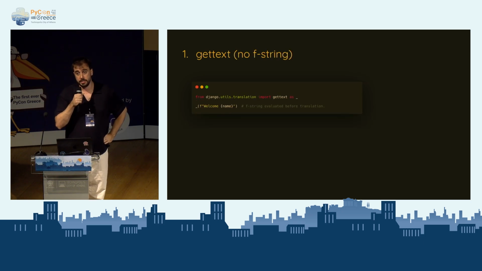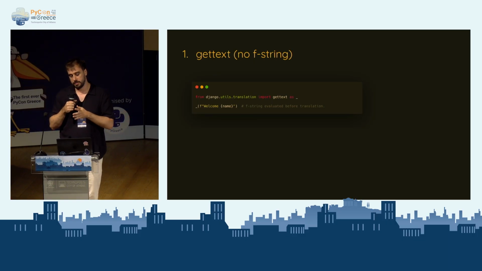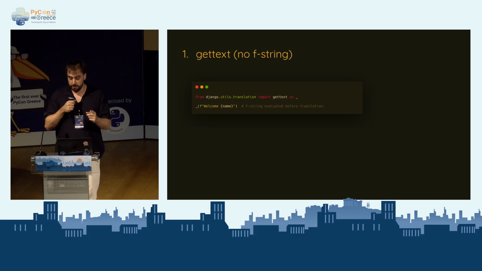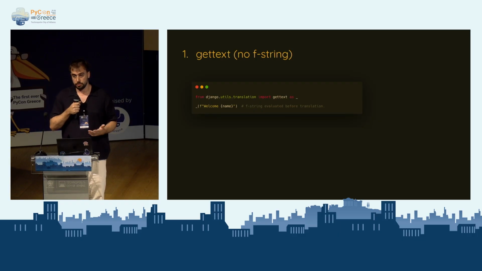But there is a trick here. We also had a couple of talks about T strings, but I would like to talk about F strings. In F strings, you can get the name and pass the F string directly like this. But F strings are actually evaluated before gettext, so we are not going to have the context here. So please don't use F strings when you have a multilingual application.